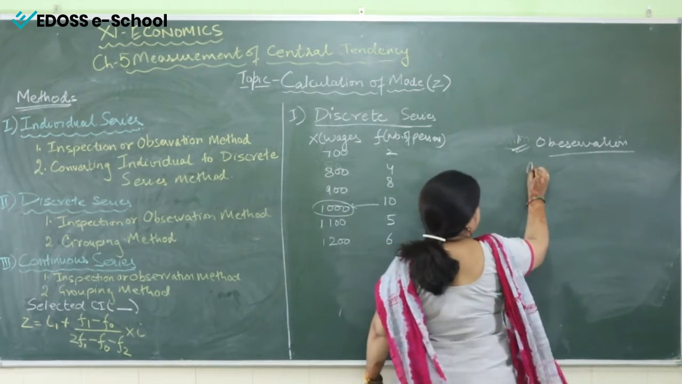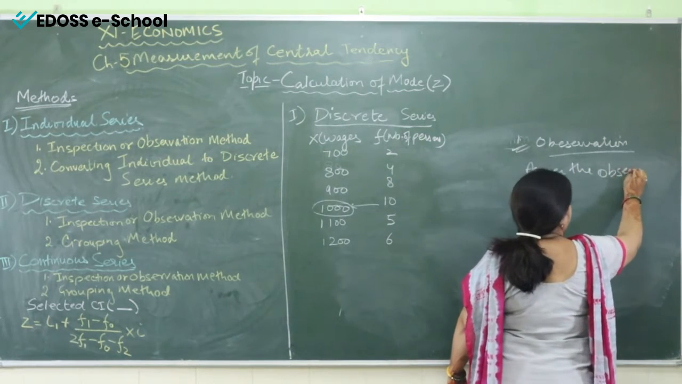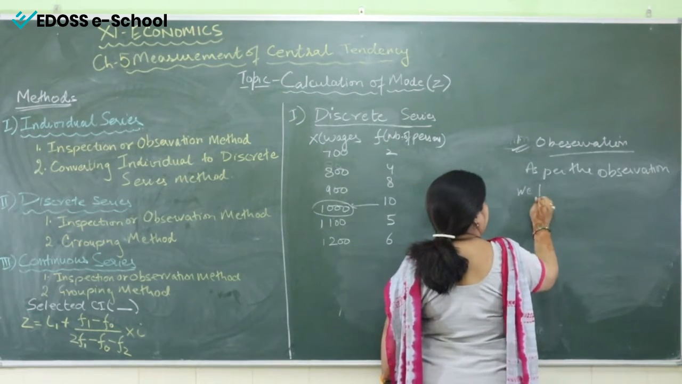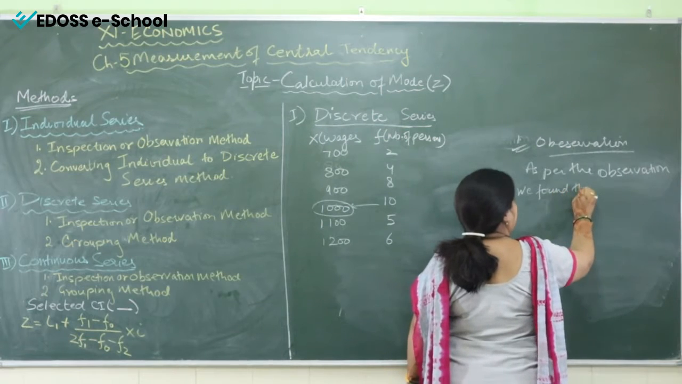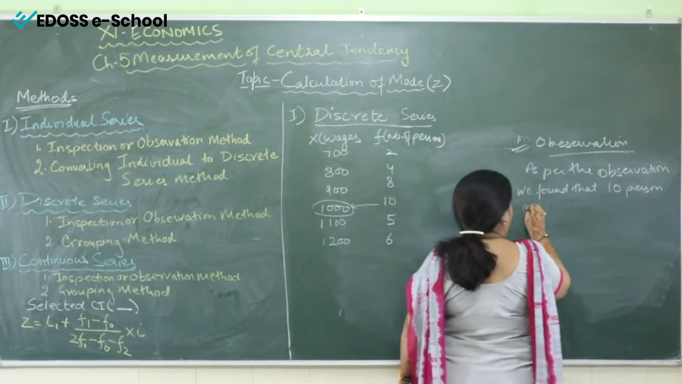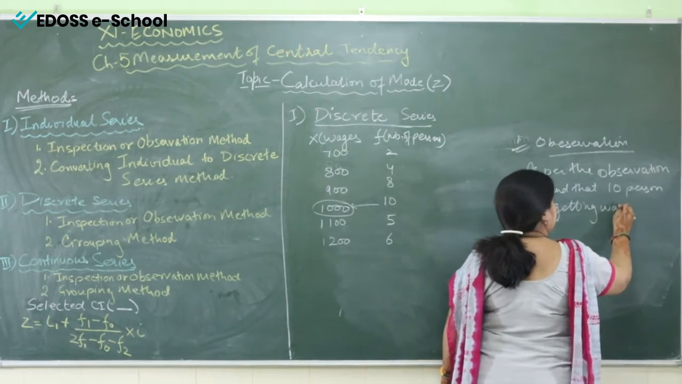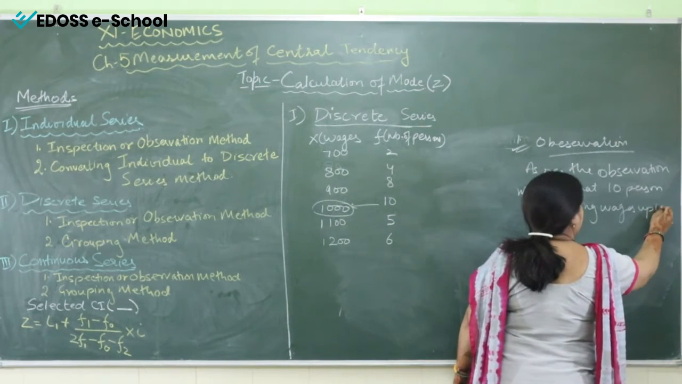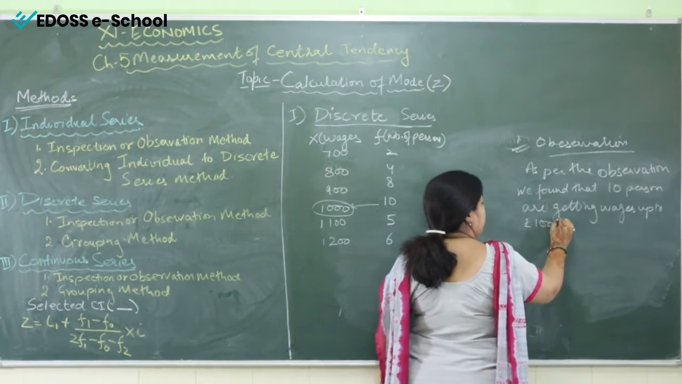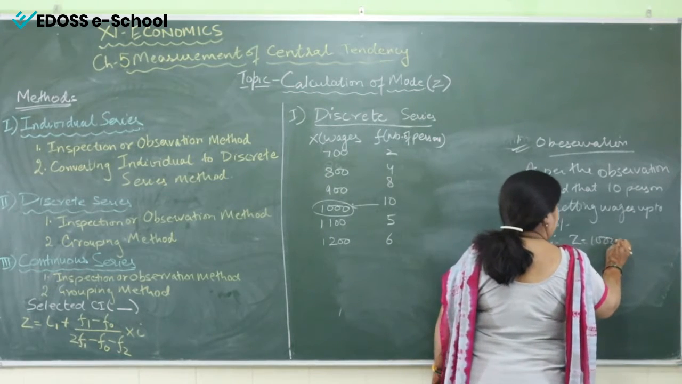As per the observation, we found that 10 persons are getting wages up to rupees 1000. Therefore, Z is equal to 1000.